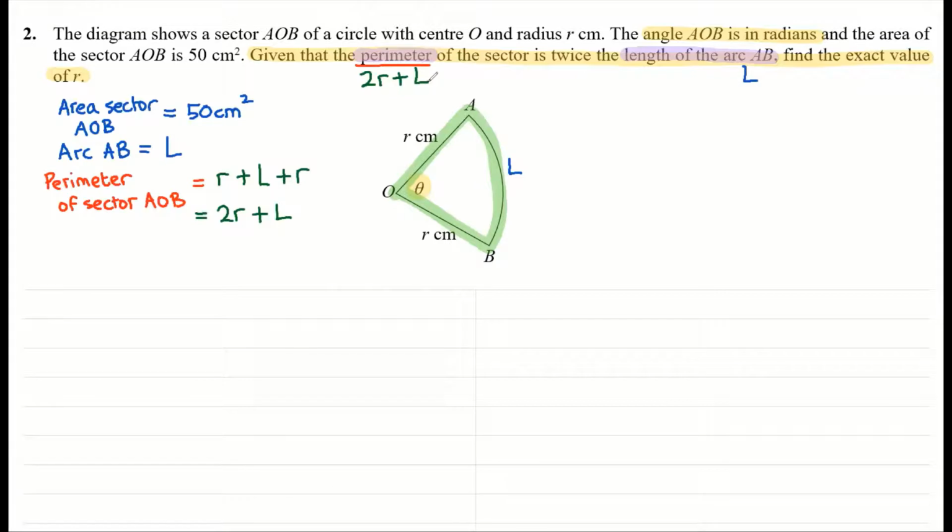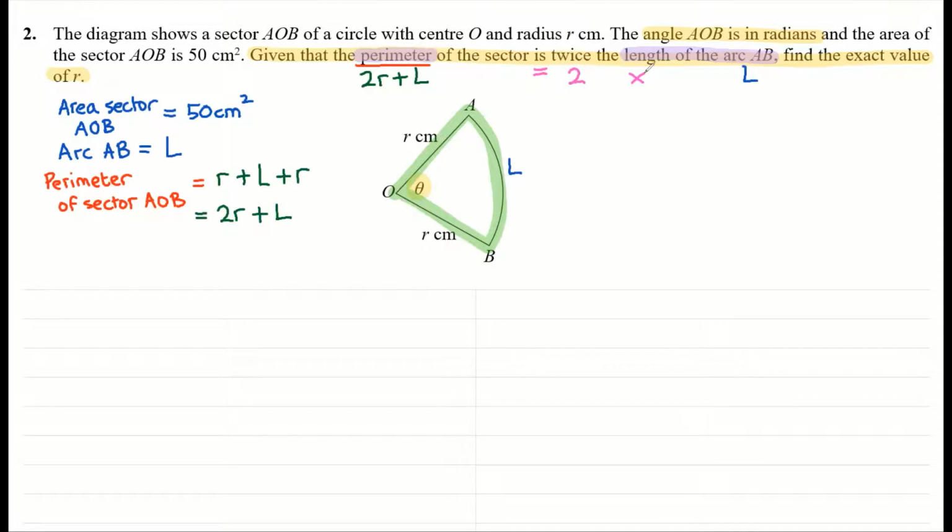Now if you notice that sentence, it says given that the perimeter of the sector is, so in other words, is equal to twice the length of the arc AB. So twice, obviously 2, and then 2 lots of the length of arc AB, so 2 times L. Now this has given us an equation with 2 unknowns.